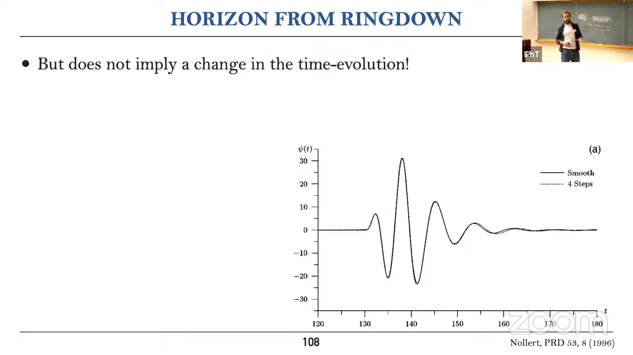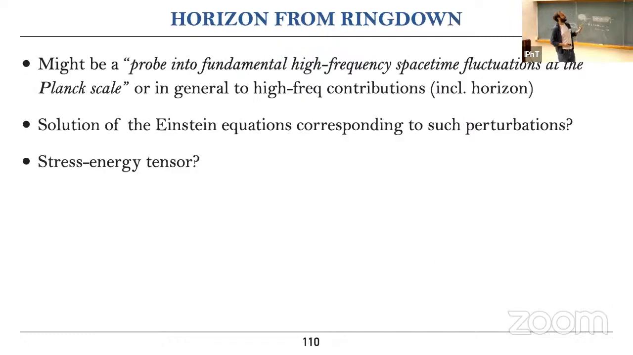The waveform is the full prediction which folds in causality and all the dynamical structure of GR. But still, people were saying this might be a probe into high-frequency space-time fluctuations or Planck scale, because they were basically saying you have an epsilon change in the potential, which is not going to turn into an epsilon change in the spectrum.